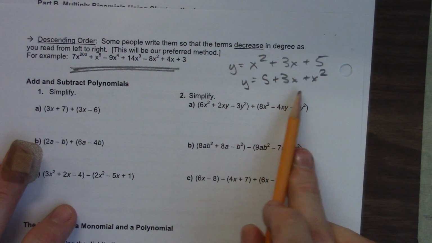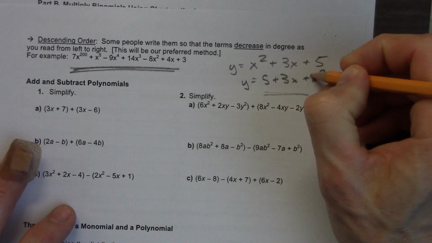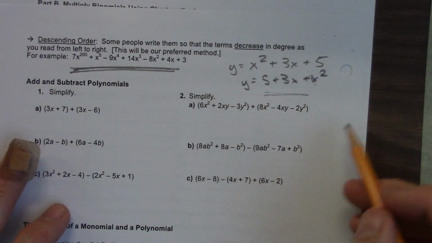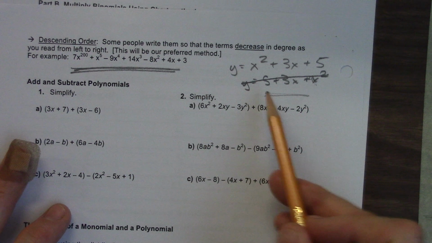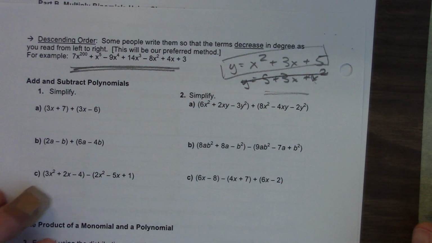I've never seen it written that way. Okay? It just looks super, super weird. Even your a value would then be all the way over here. It doesn't seem to make any sense. So don't write it this way. Write it with the highest degree term first. It's going to make your life easier.